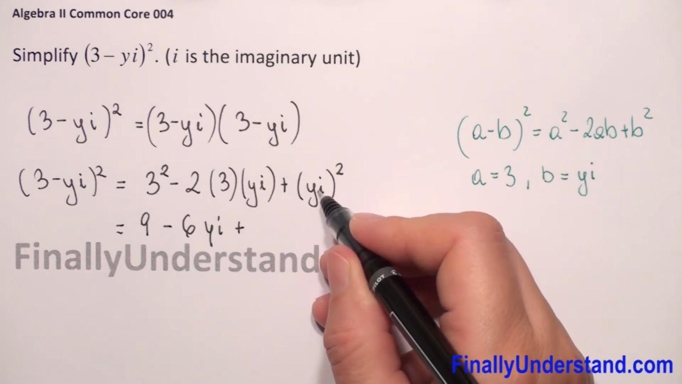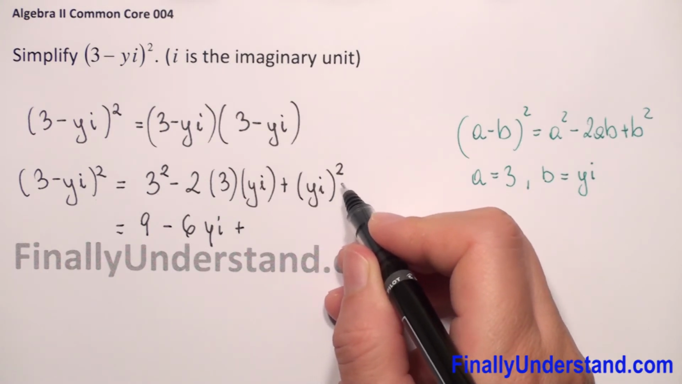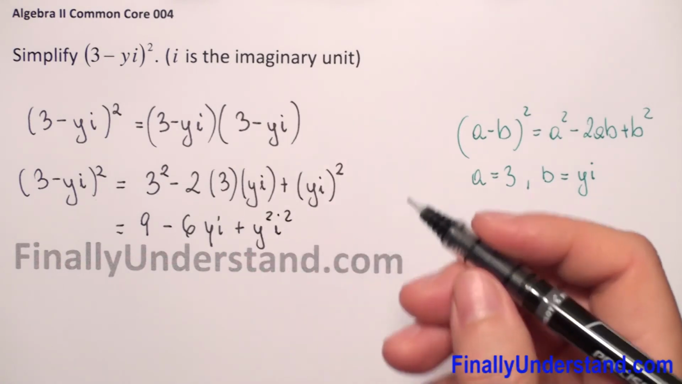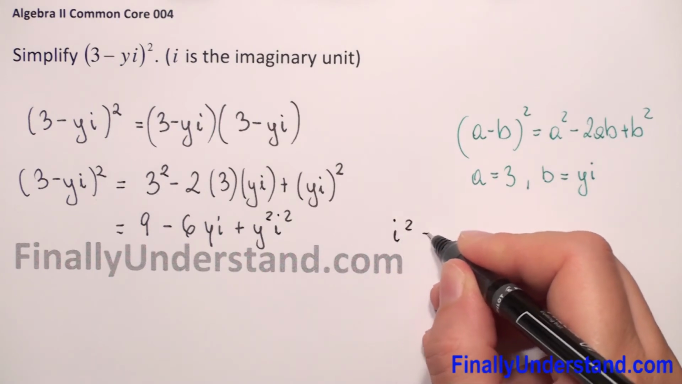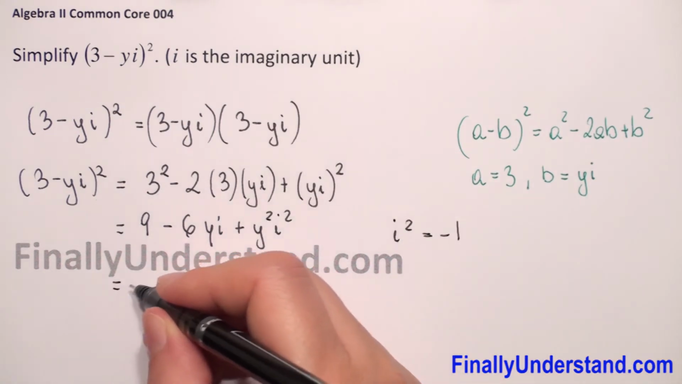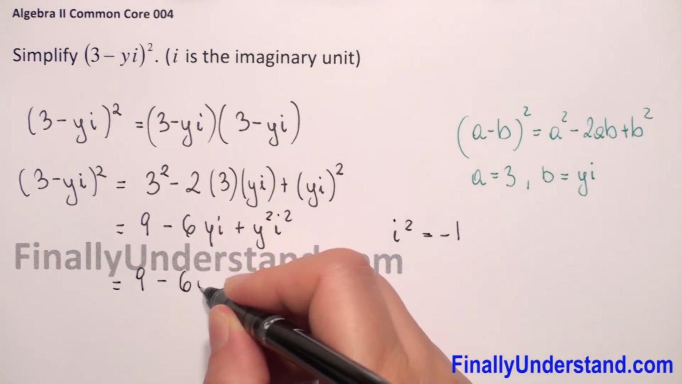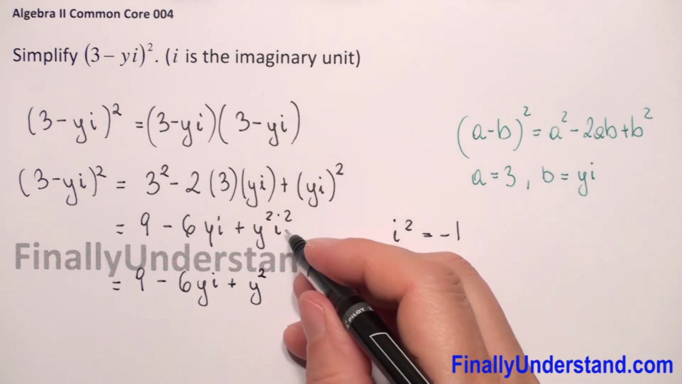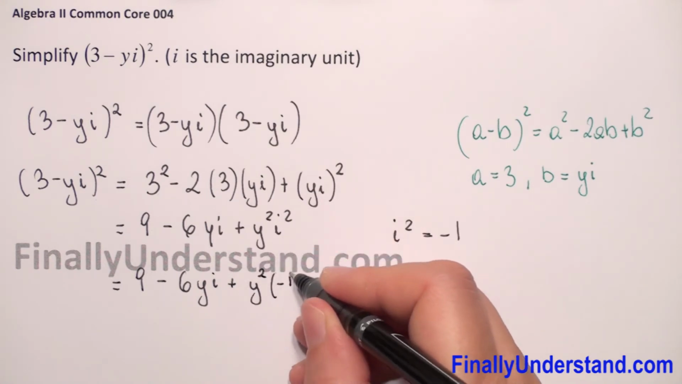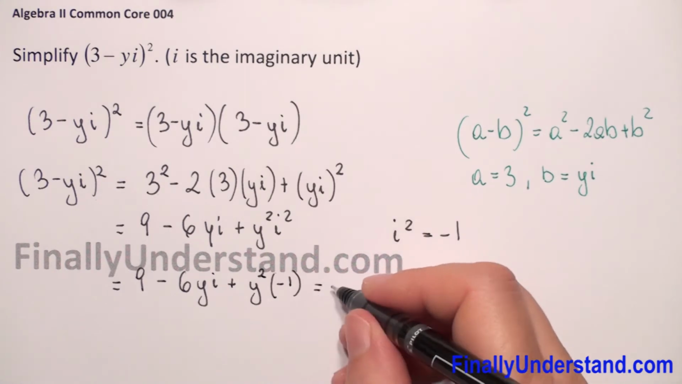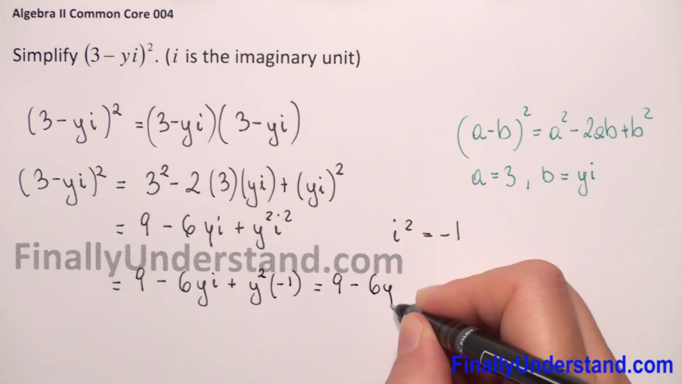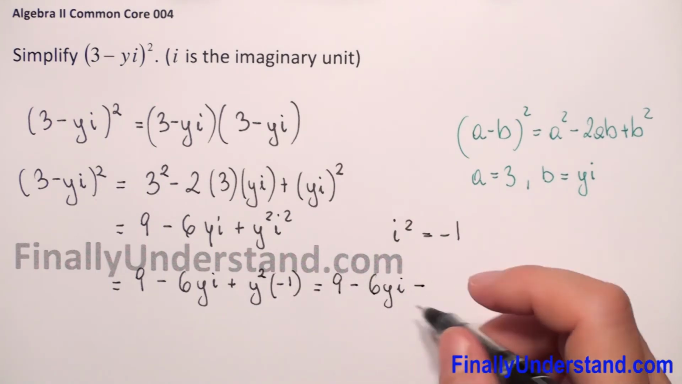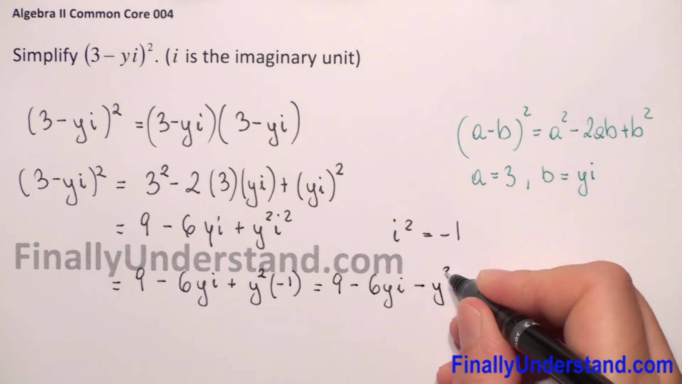we have here y times I, so we need to take to second power y and I. So we have y square I square. We know that I square is equal to negative 1. So this is equal to 9, we copy, minus 6yi, plus y square we will write, and I square we can substitute by negative 1. So this is equal to 9 minus 6yi, and we have positive and negative, so it will be negative 1 times y square is y square.